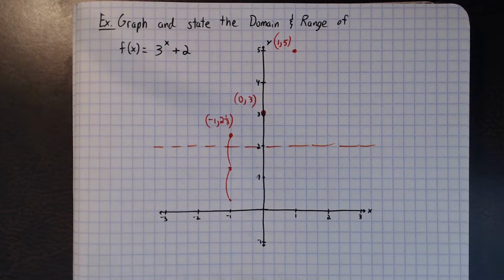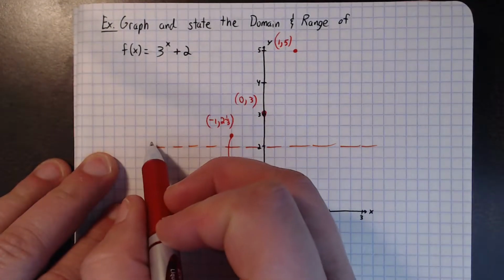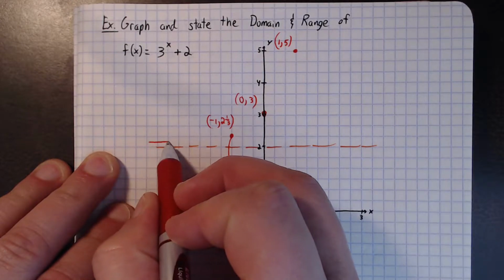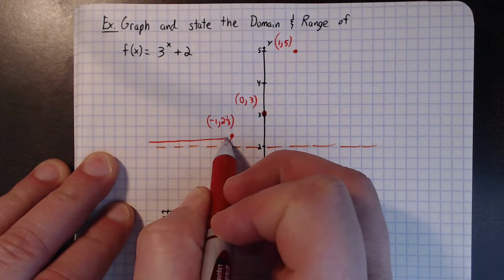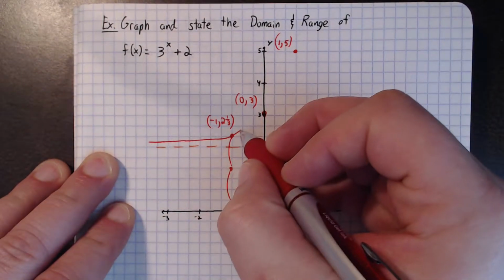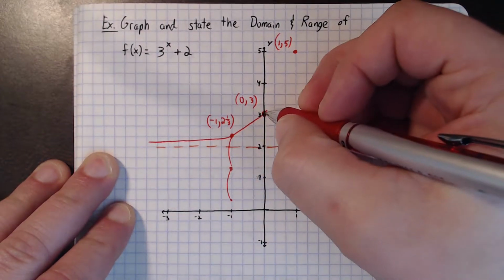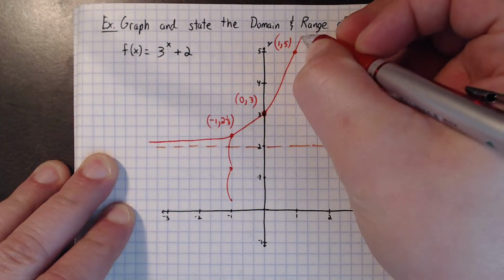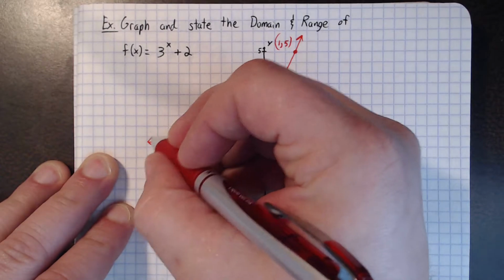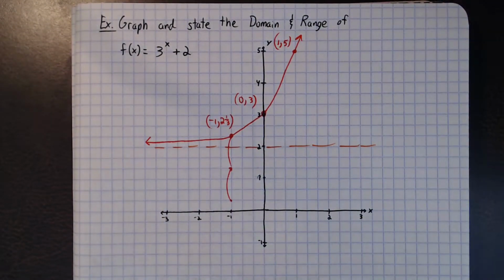And I just want to draw in my function going along. So I'm going to start close to my asymptote. I'm going to go and hit my point, and then it's going to go up this way, like growth, and that's my function. Okay, so we've graphed.